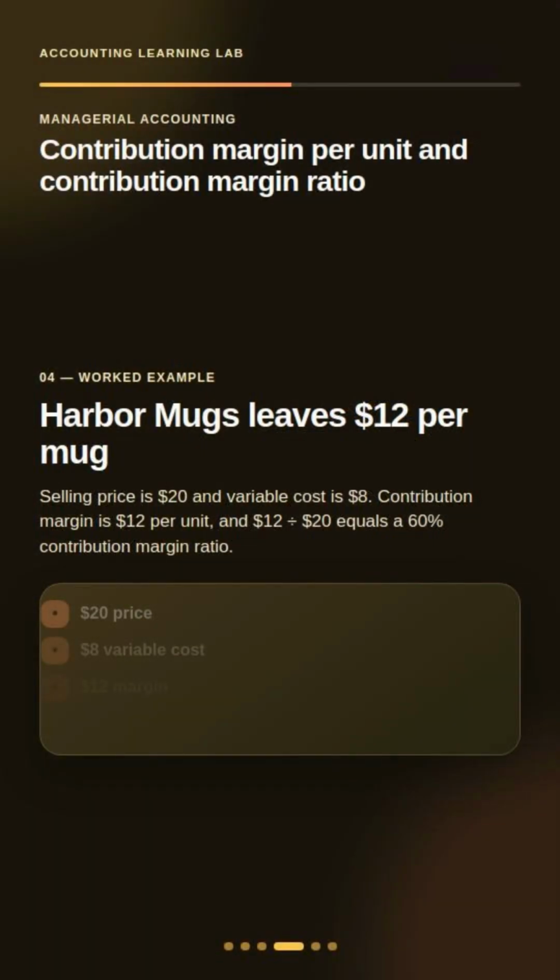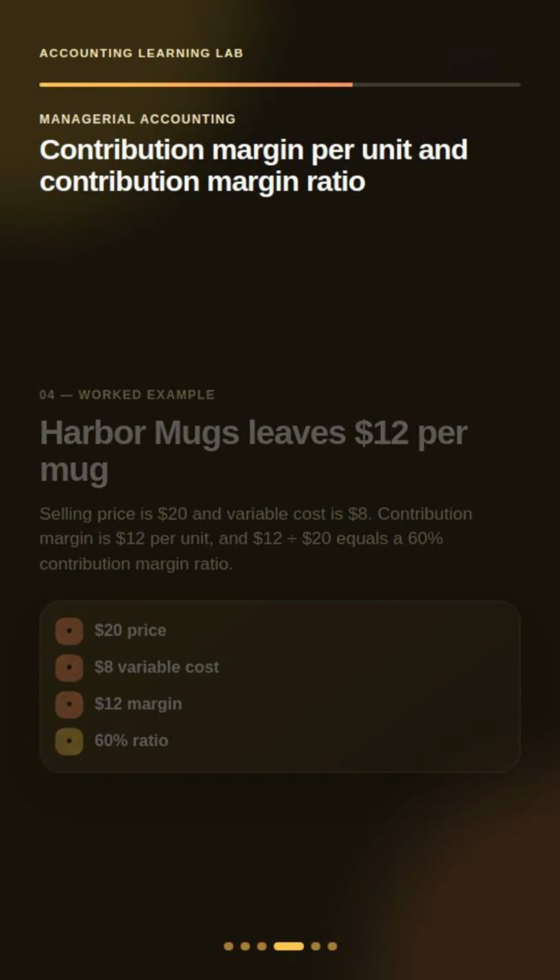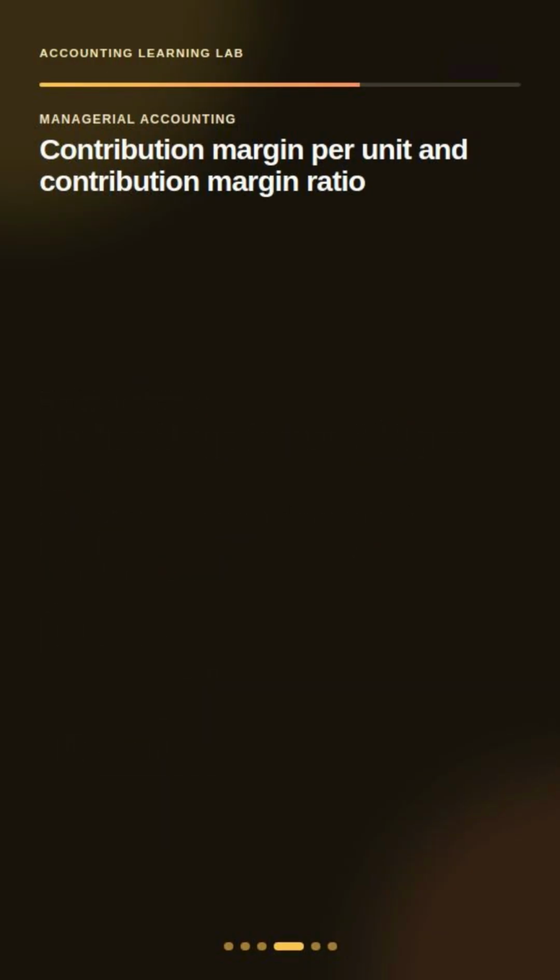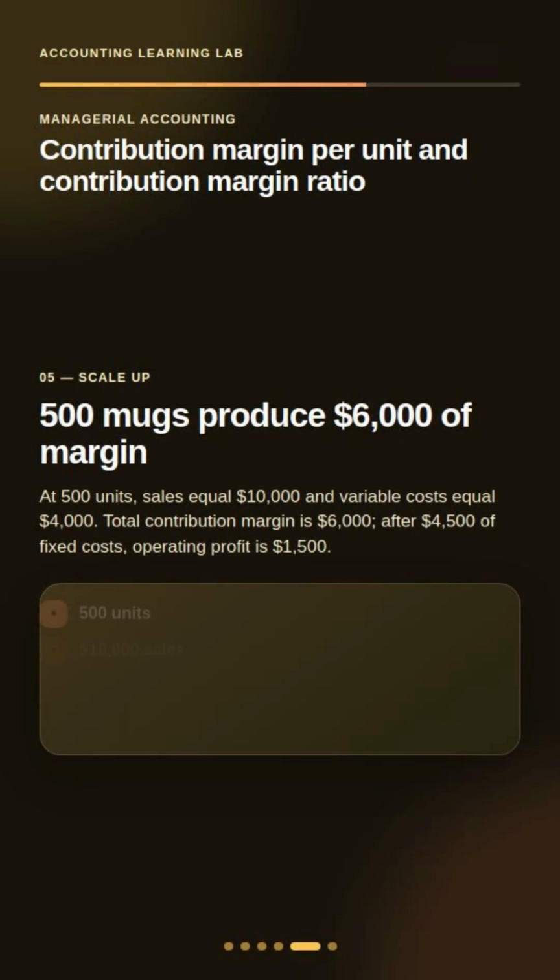In other words, each mug sale leaves $12 of contribution margin, and 60 cents of every sales dollar remains after variable costs to help cover fixed costs and profit. If Harbor Mugs sells 500 mugs, total sales are $10,000 and total variable costs are $4,000. Total contribution margin is therefore $6,000, calculated as 500 units times $12. If monthly fixed costs are $4,500, the remaining $1,500 is operating profit before other items.